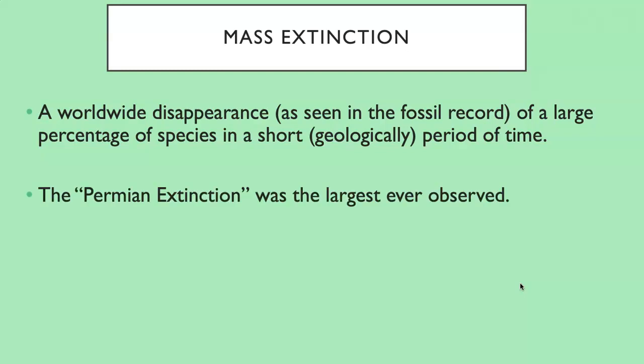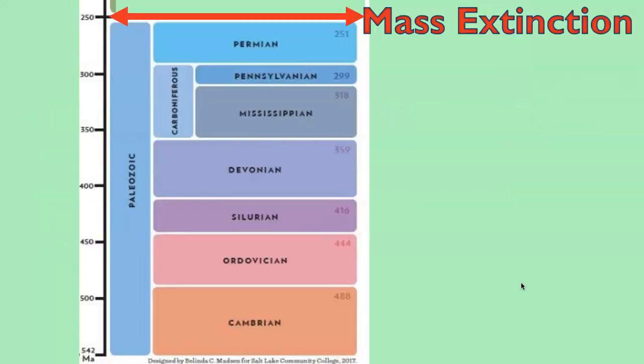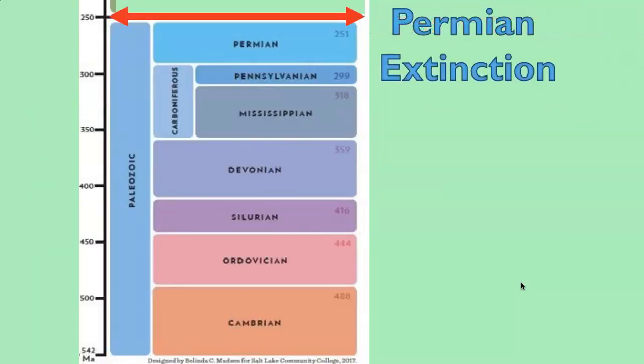The Permian extinction, which was at the end of the Paleozoic, and it's named Permian because that was the last geologic period, was the largest ever observed. And again, it's observed worldwide. 70% of land vertebrate species disappeared, as did 90 to 95% of marine species. So this mass extinction is sometimes called the Permian extinction.